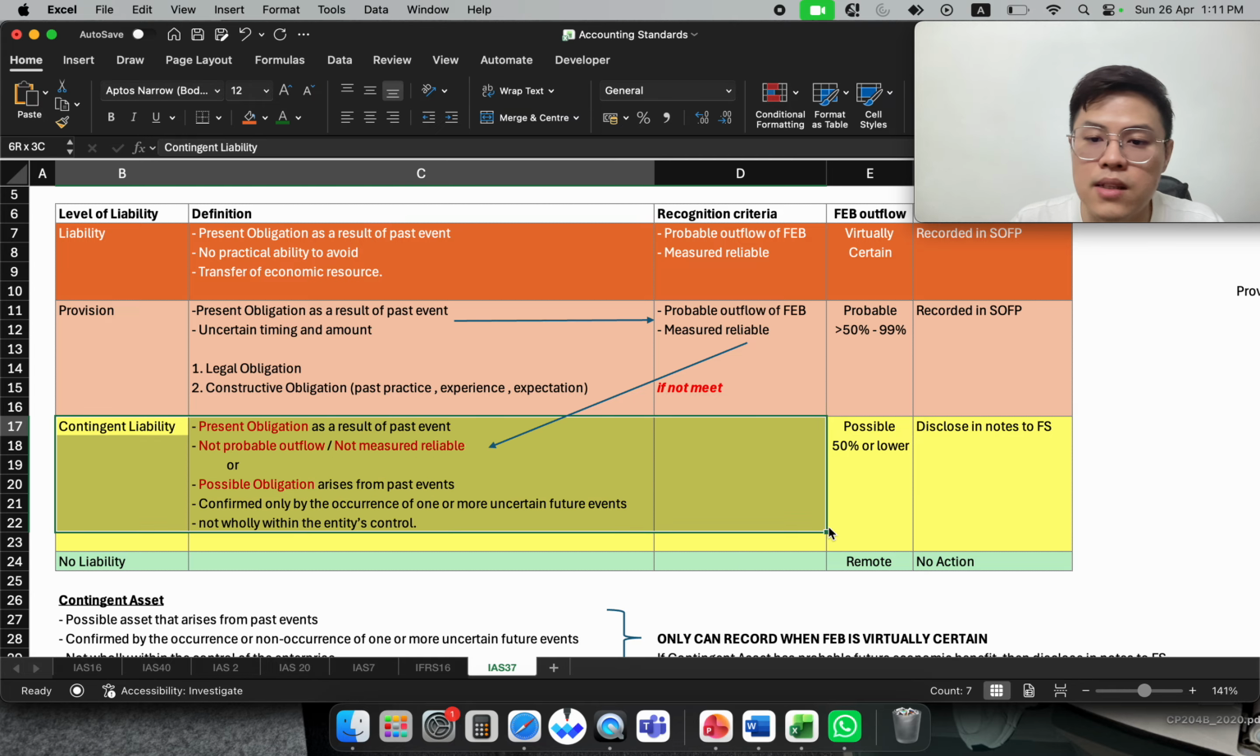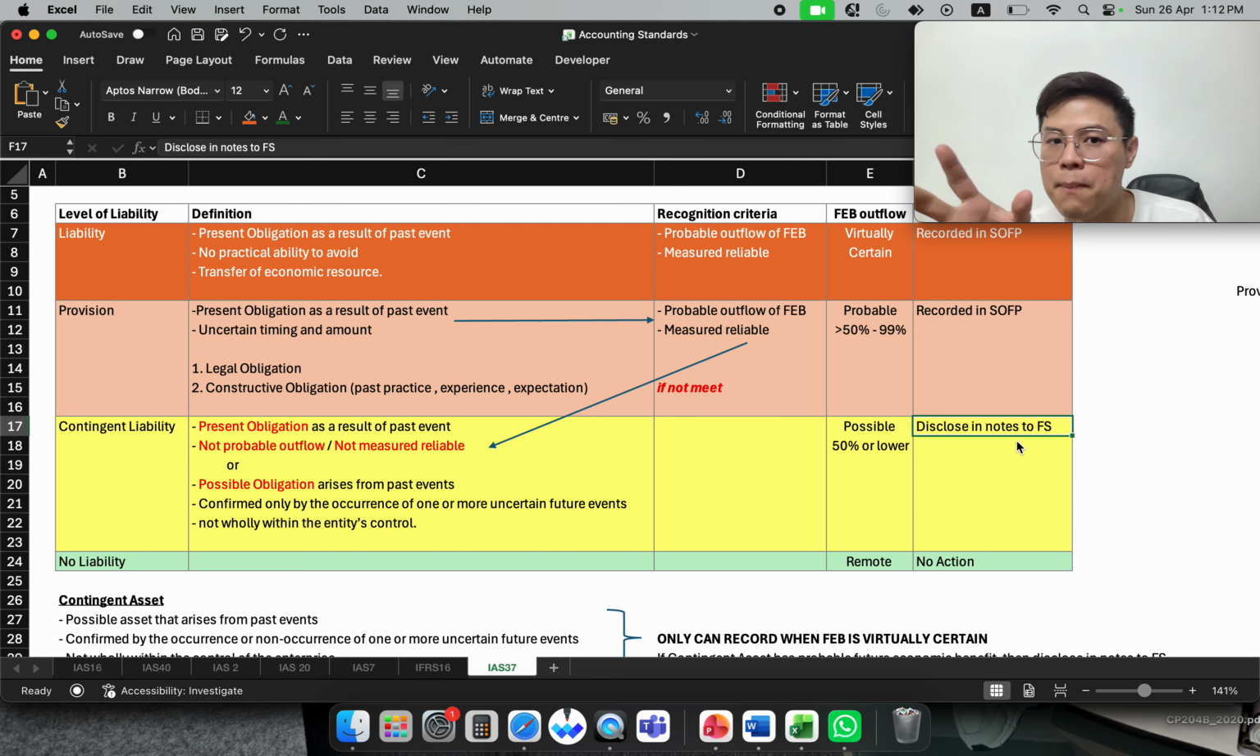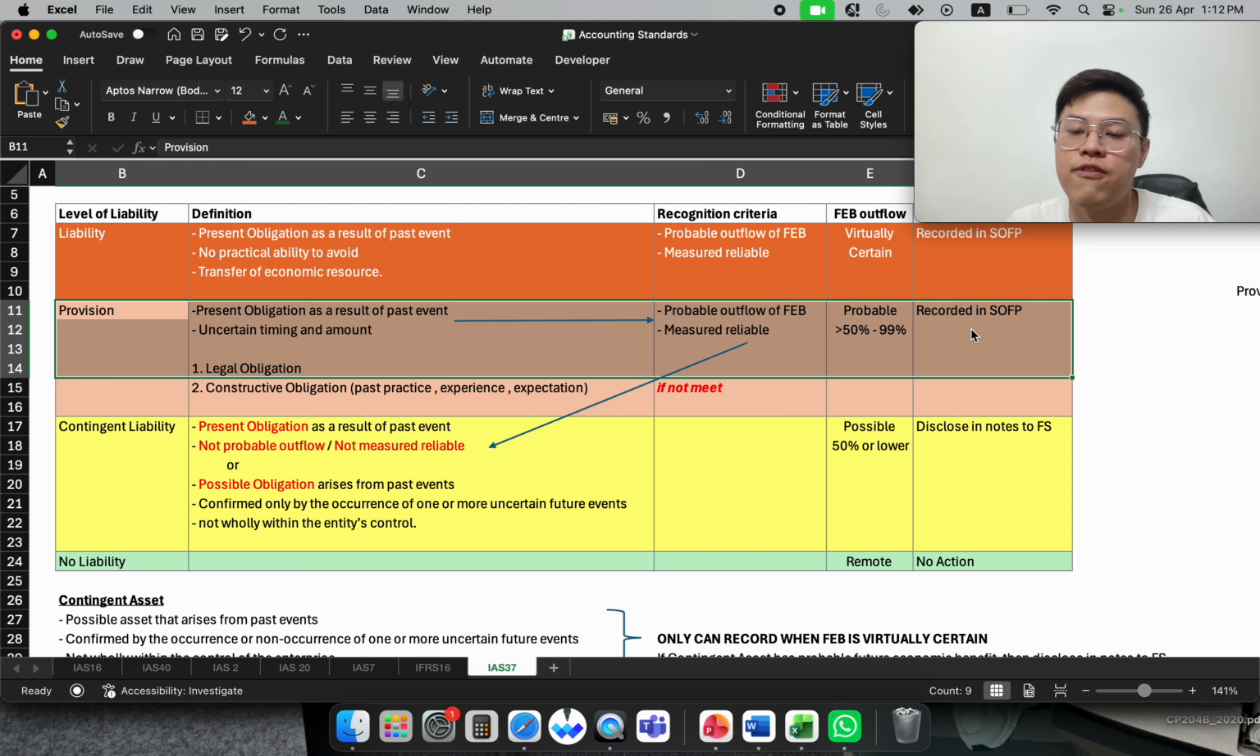Normally, we will just disclose it in the notes to the FS. If confirmed as a contingent liability, we must disclose. We just let other people know that, hey, I have this contingent liability, something that might happen but has not happened yet, so as to alert users that this might happen. So please take note, it depends on how the users interpret. If the financial situation is not good, if the subsidiary is not good, this contingent liability can become a present obligation, and this will move up to a provision, which will distort the financial statements.